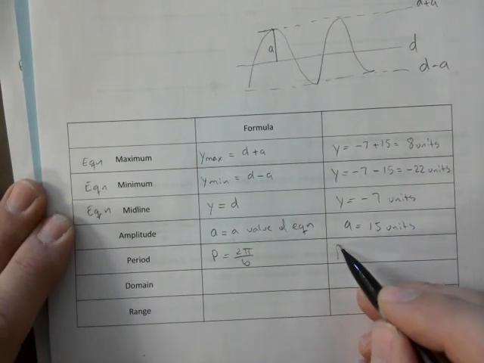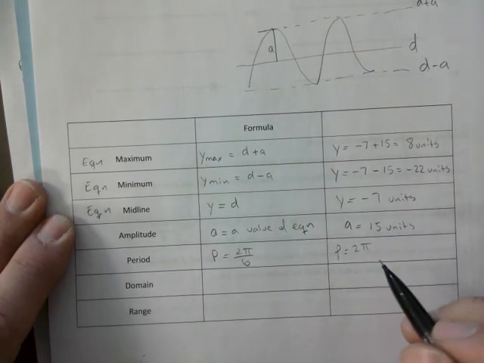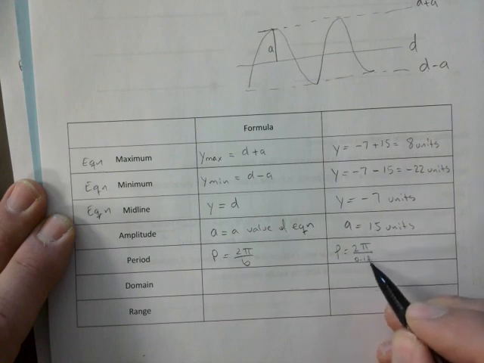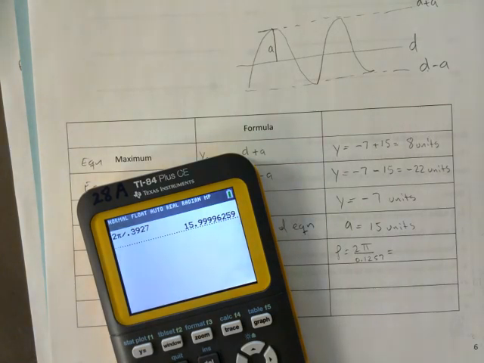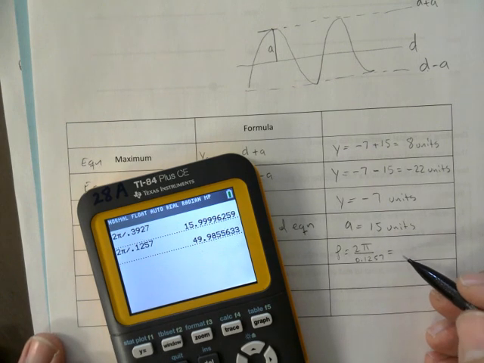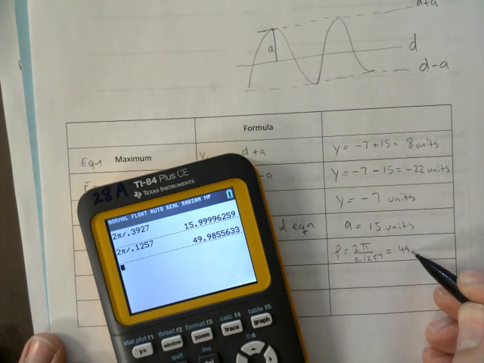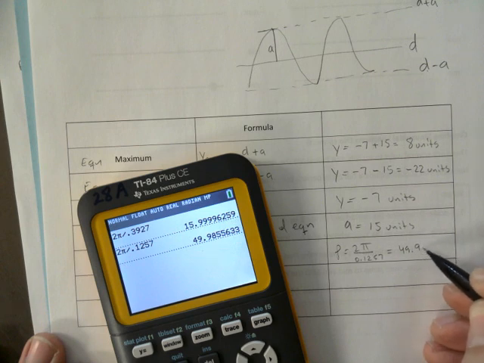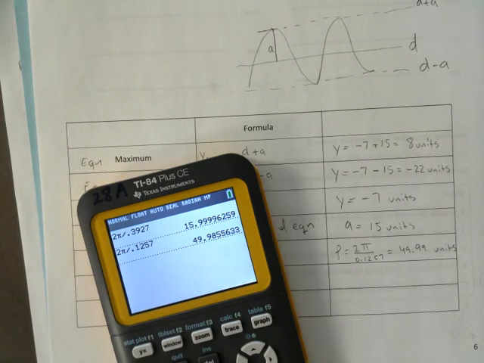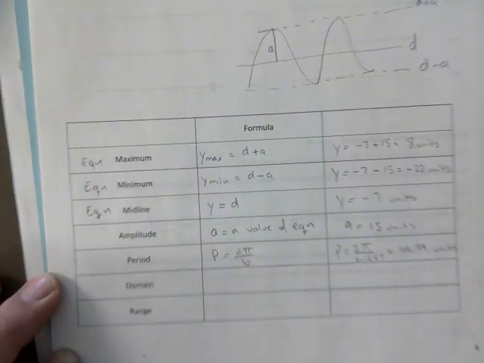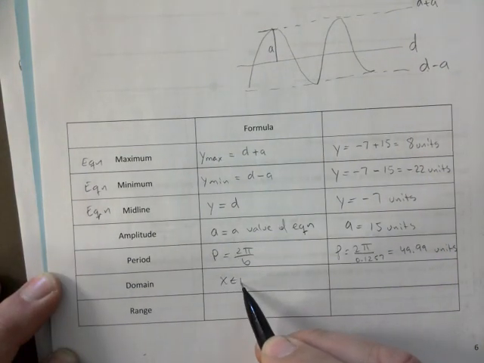and then the period would be 2 pi divided by, what's b in that case? 0.1257. That's 49.99. It doesn't round to a whole number there. Quite often it will be the case, but not always. The domain is just all real numbers.